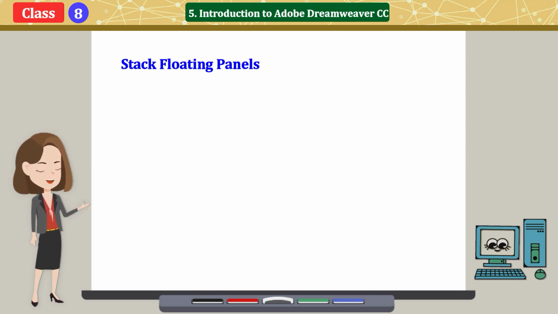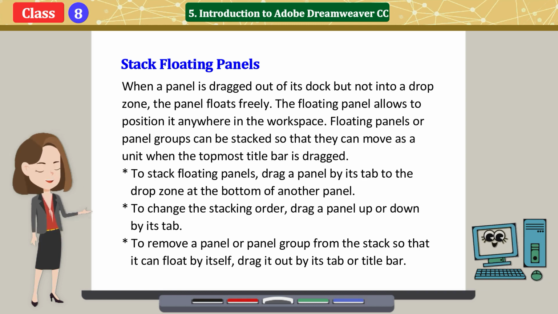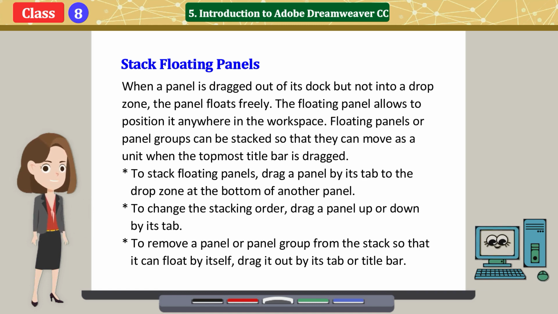Stack floating panels. When a panel is dragged out of its dock but not into a drop zone, the panel floats freely. The floating panel allows you to position it anywhere in the workspace. Floating panels or panel groups can be stacked so that they can move as a unit when the topmost title bar is dragged. To stack floating panels, drag a panel by its tab to the drop zone at the bottom of another panel.